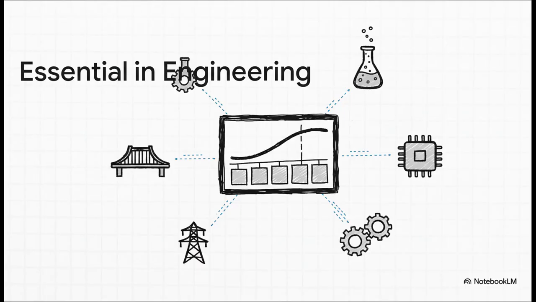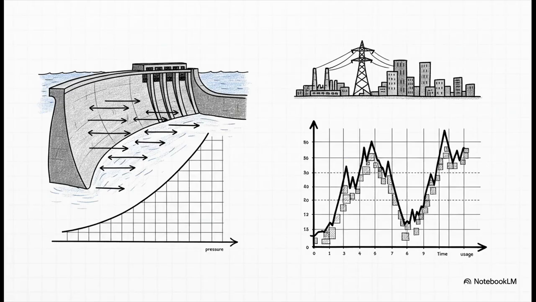Chemical engineering, civil engineering, computer, electrical, industrial, mechanical. From figuring out chemical reactions to designing bridges, from creating computer chips to managing power grids, it's a fundamental tool that shows up everywhere. Seriously, just picture it. An engineer trying to figure out the total force pushing against a huge curved dam, they're finding the area under a curve. Modeling the flow of electricity in a power grid over 24 hours, they're integrating a complex function. The trapezoidal rule is what makes these kinds of crucial calculations actually possible.